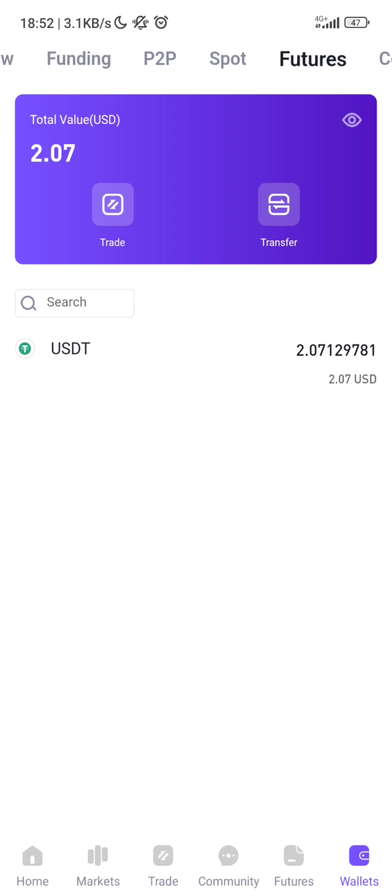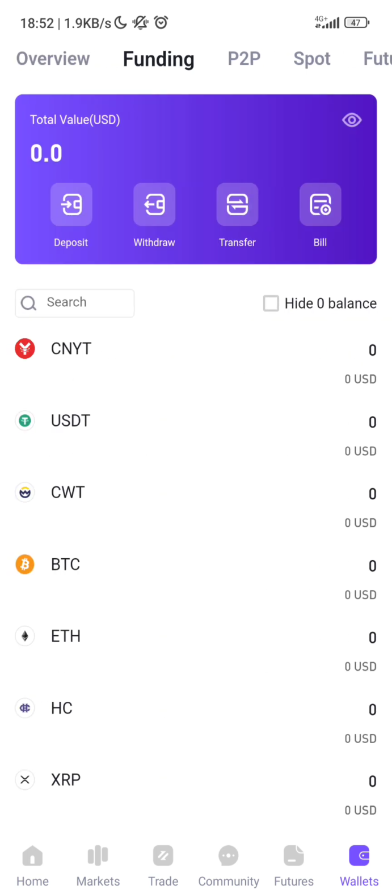So first you want to come to funding, because this is where you deposit any cryptocurrency you want to trade with. So first, if you want to trade on any exchange, you need to deposit some amount of money into the exchange.